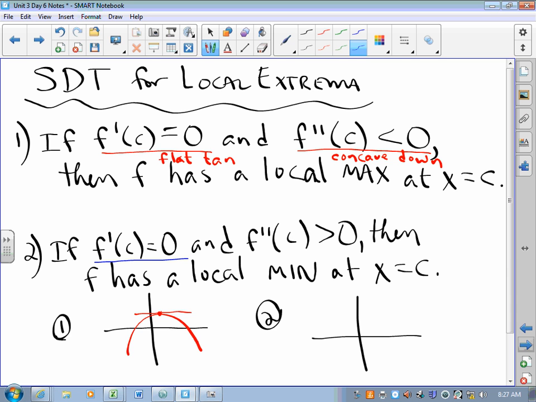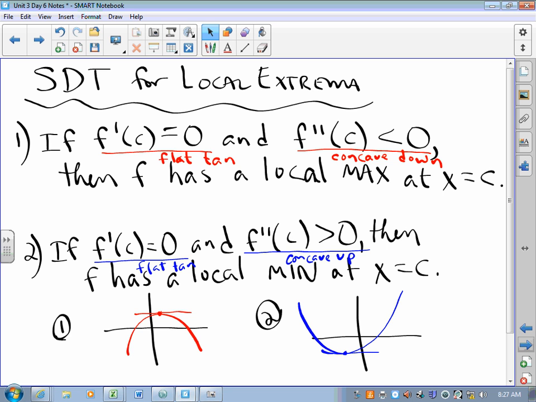Similarly, f prime being 0 implies a flat tangent. F double prime being positive tells us we're concave up, so I've got to draw some function that's concave up but has a flat tangent somewhere. If I can draw that, that is a local minimum. So this is very useful if we know about f only at some point, but not in an interval, because this only uses information at x equals c. It doesn't use information on either side of c.